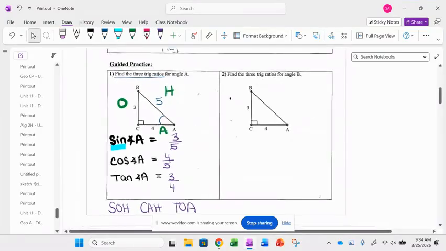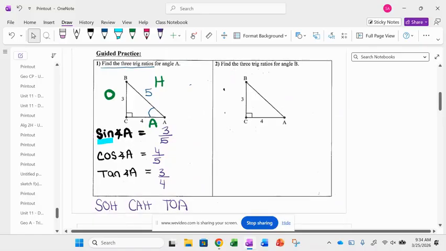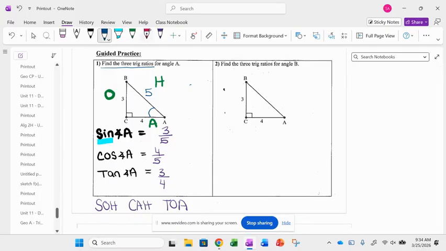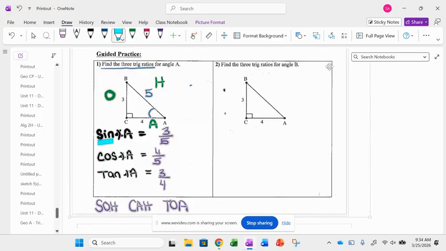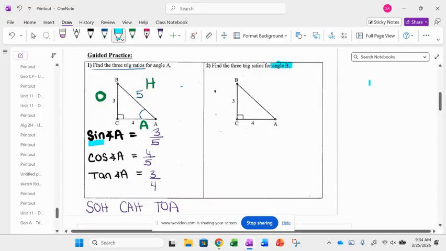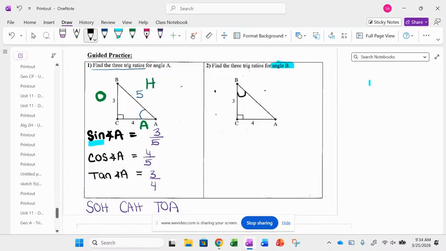I want you guys right now to try number 2, but be very careful. It's not going to be the same as number 1. Why? Because I'm not saying angle A anymore. What am I saying this time? Angle B, which changes things. So everything's based off of angle B. Is this still a 3, 4, 5? Yeah. And now you're going to see when you change the angle, the ratios change. That's why it's always so important that there's an angle with each of the trig functions.